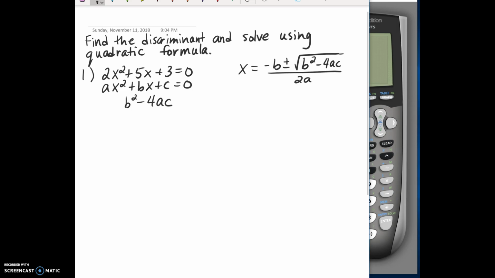I'm actually going to do the discriminant first: 5 squared minus 4 times 2 times 3. See what kind of solutions we're getting. So our discriminant is 1.